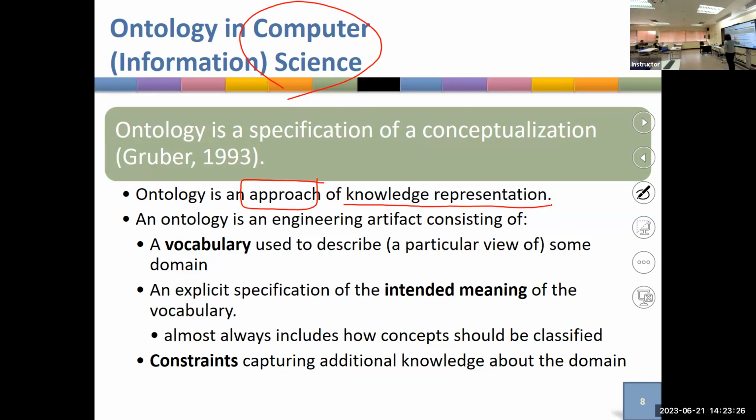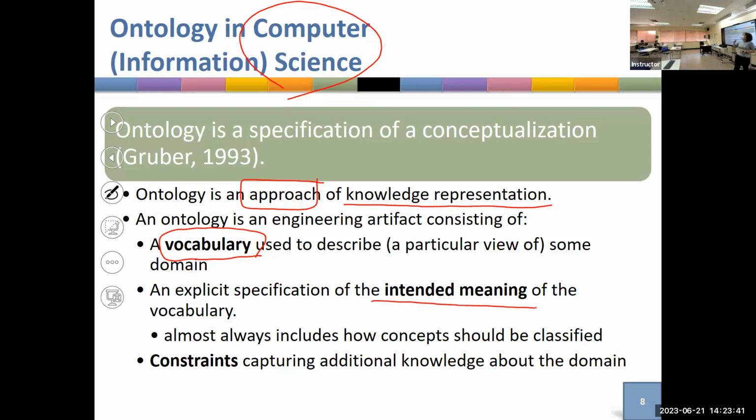Ontology is an engineering artifact consisting of a vocabulary. This is what we already discussed, right? A vocabulary for describing a certain domain, and it has semantics. When you are defining vocabularies, you need to define the semantics, the meaning of those vocabularies. The way to define the meanings is through what we have learned so far, but we learn more.